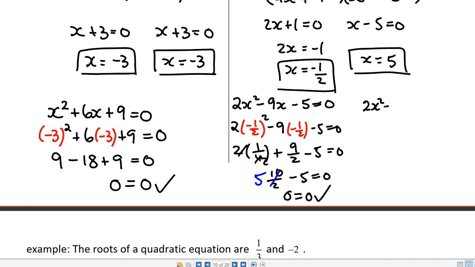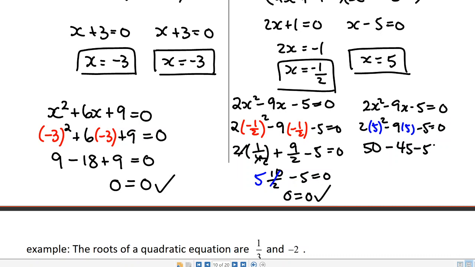And then we're just going to do the same thing with our second value, which was 5. So 2 times 5 squared minus 9 times 5 minus 5. So 5 squared is 25. 2 times 25 is 50.